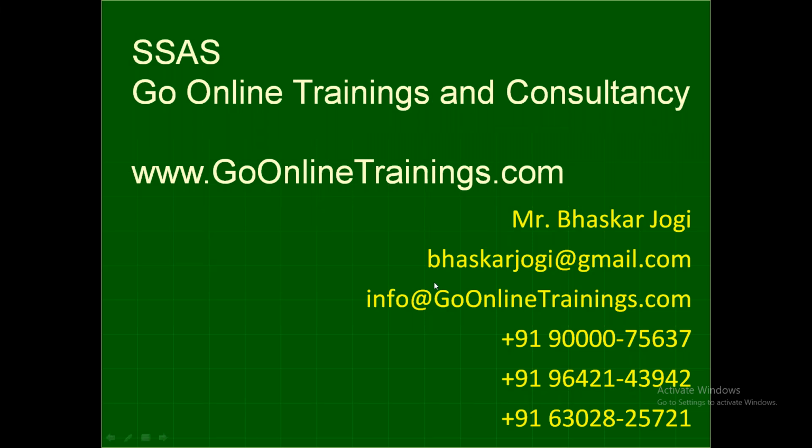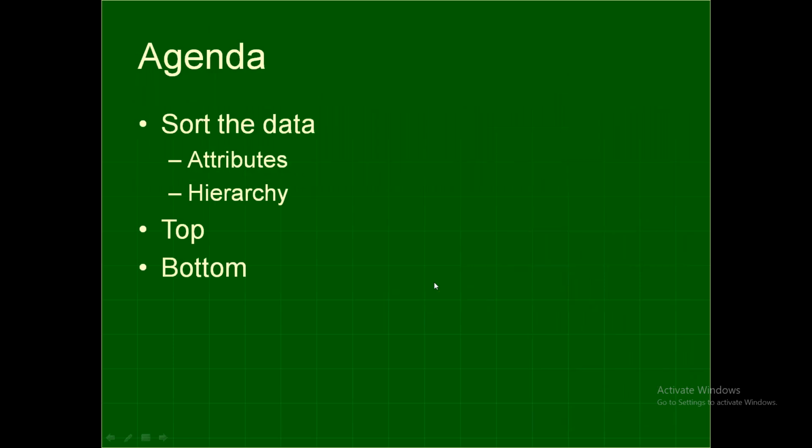We're going to understand some more MDX queries today and how to apply sorting. Sorting means ordering the data, right? So we have an attribute and we have a hierarchy. How can we order the data, or how can we use the sorting keyword as part of our MDX queries, and how to use top and bottom keywords as well.